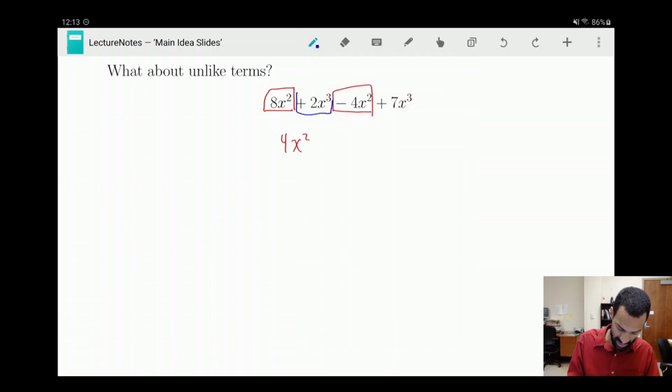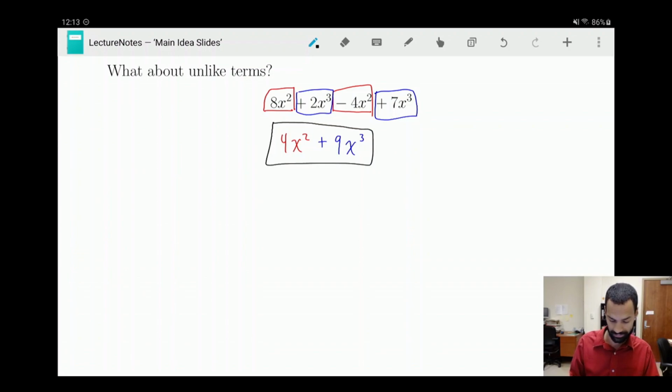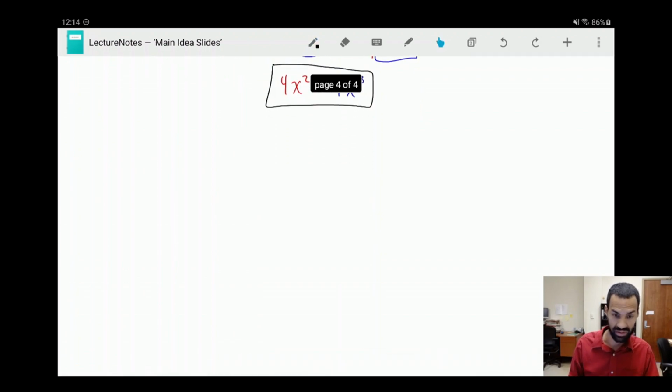We also have this 2x to the third power and this 7x to the third power. Okay, well, they both have x to the third power, so they are like terms. 2 plus 7 is 9, so we have plus 9x to the third power. So 4x squared plus 9x to the third power. Okay, so I simplified it. Now, this is still 2 terms as a result, right? We still have 2 terms, but at least those 2 terms are a simpler version of these 4 terms here. Okay. And I think that's about it. So that would be addition with variables.